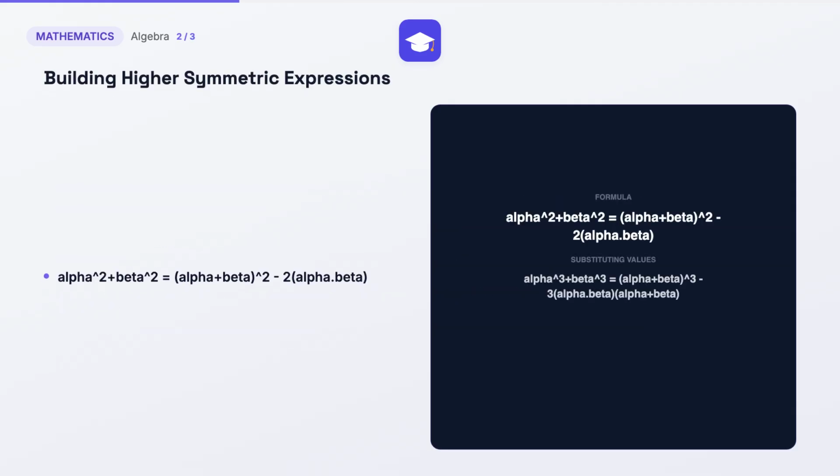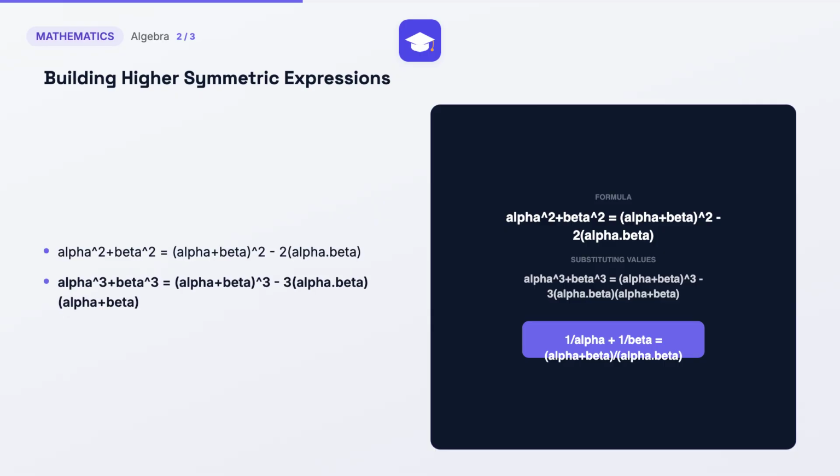More complicated symmetric expressions are built up from the basic sum and product relationships using standard algebraic identities. For a quadratic with roots alpha and beta, the identity alpha squared plus beta squared equals alpha plus beta, all squared, minus 2 alpha beta, lets you evaluate the sum of squares directly from the sum and product alone. Similarly, alpha cubed plus beta cubed equals alpha plus beta, cubed, minus 3 alpha beta times alpha plus beta, another standard identity built the same way.